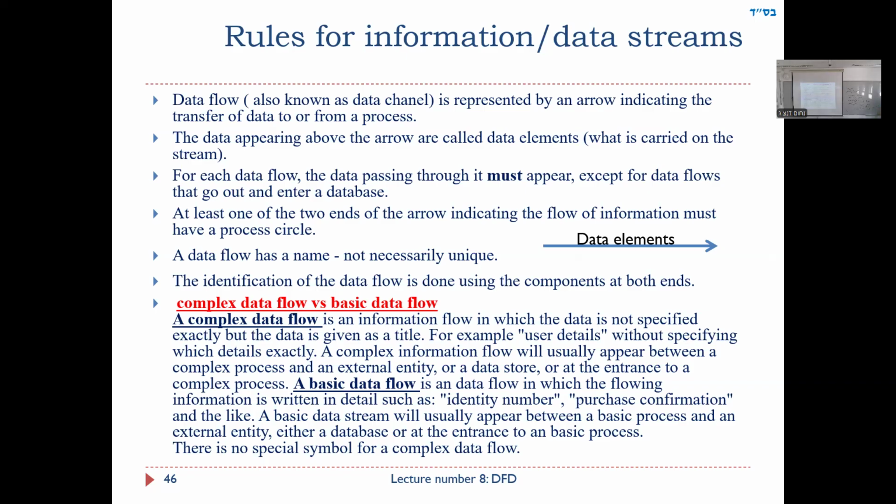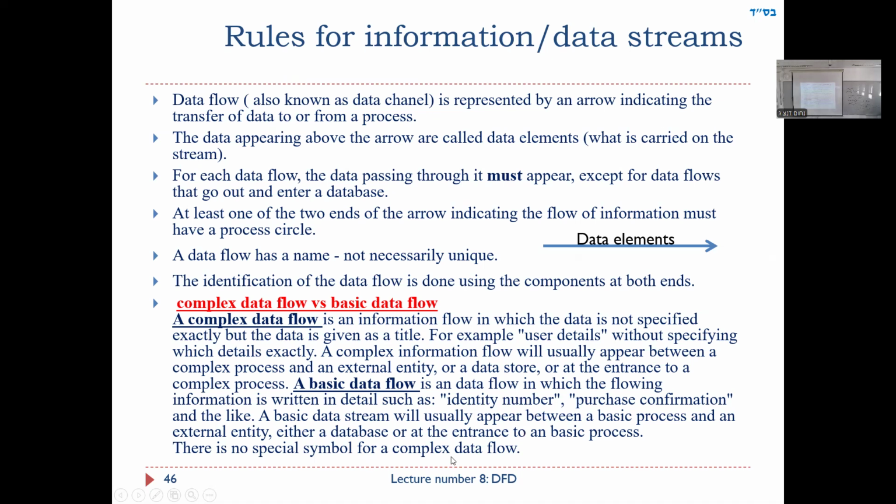Complex data flow versus basic data flow. Complex data flow is information flow in which the data is not specified exactly, but the data is given a title. For example, user details, without specifying which details exactly. Complex information flow will usually appear between two complex processes, an external entity, or a data store. A basic flow is a data flow in which the flowing information is written in detail, such as ID number, purchase confirmation. A basic data flow will usually appear between two basic processes and an external entity, a database, or entrance to a basic process.